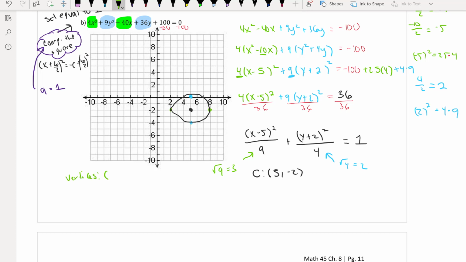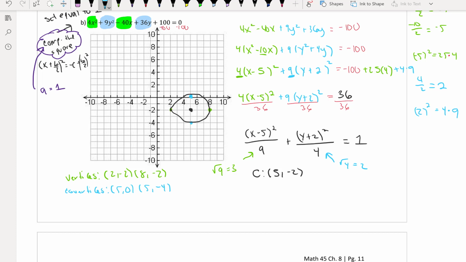So my vertices are going to be (2, negative 2) and (8, negative 2). Versus my co-vertices are in blue. So that is going to be (5, 0). Now I have (5, negative 4) for my co-vertices.